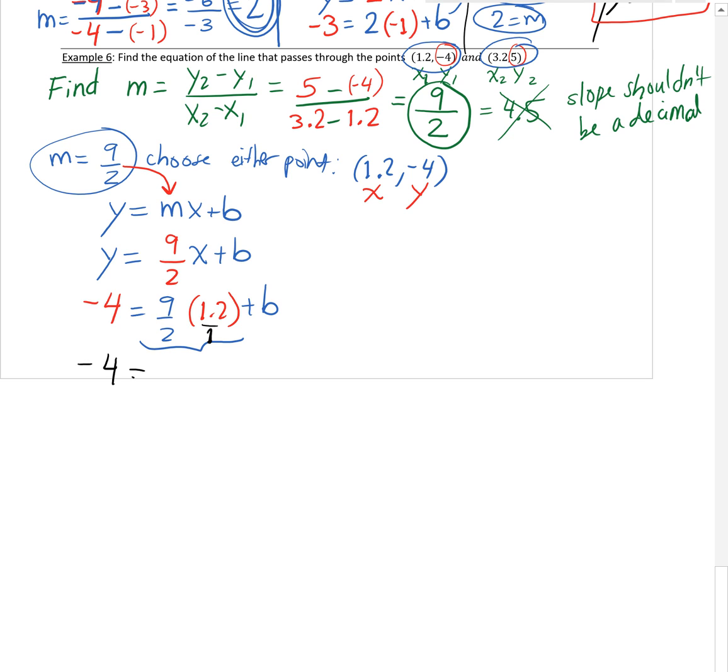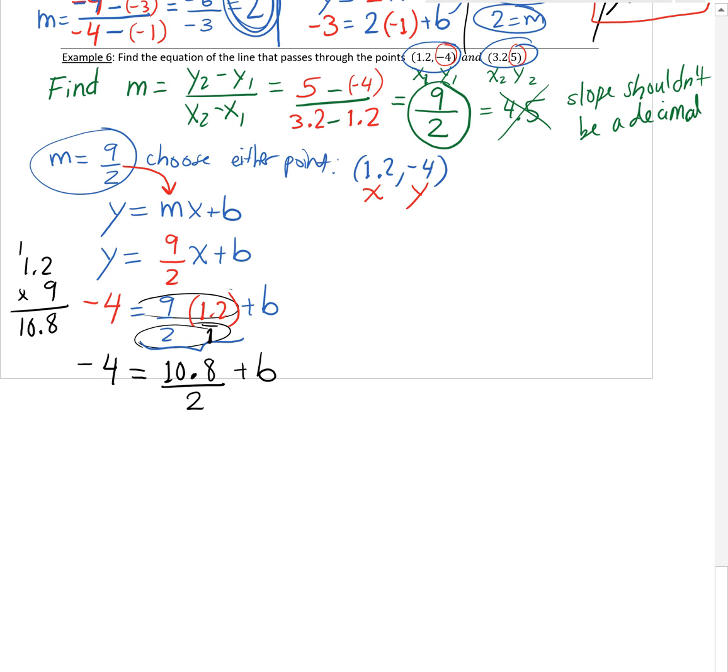So I have -4 equals, okay, I'm going to multiply across, which is weird. 9 times 1.5, you can always do that off to the side. What is it? 9 times 1.5. That'll be 13.5. Okay. 13.5 over, if I multiply the denominators, 2 times 1 is 2.